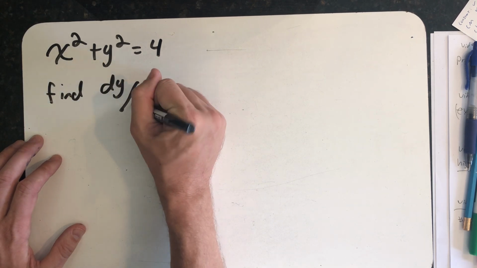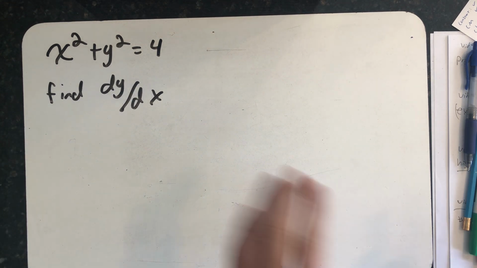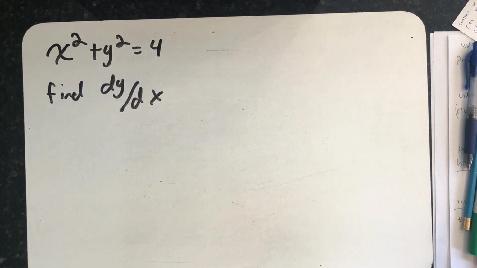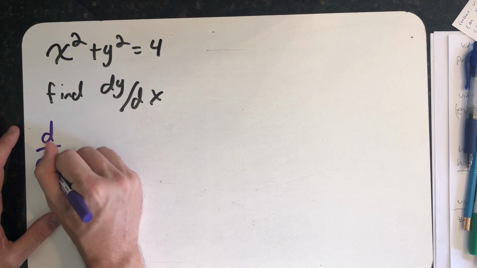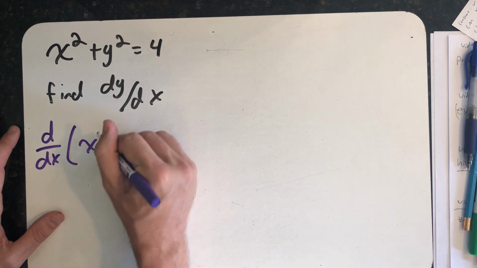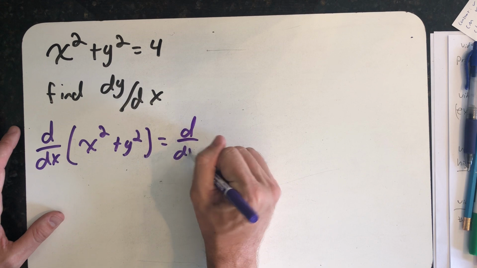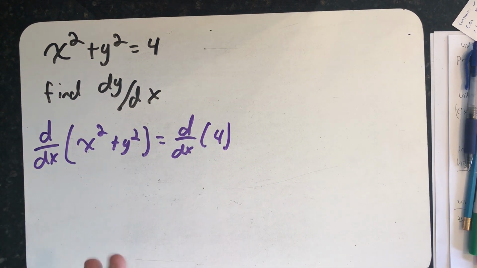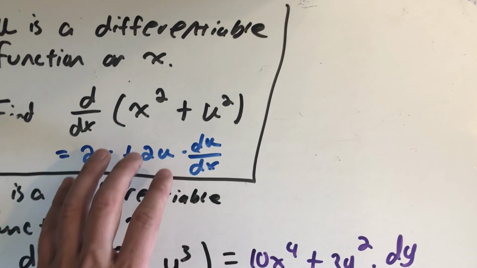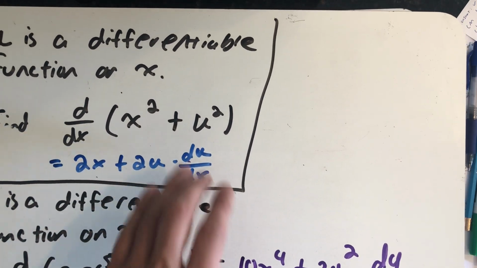With the instructions just to be find dy dx, find the derivative. Well, we know we could rewrite this as a function, but let's use implicit differentiation, where the instructions are to simply take the derivative of both sides with respect to x, treating y as a differentiable function on x. So I need to take those two derivatives. That reminds me of what we did here. The derivative of x squared plus u squared was 2x plus 2u times du dx.